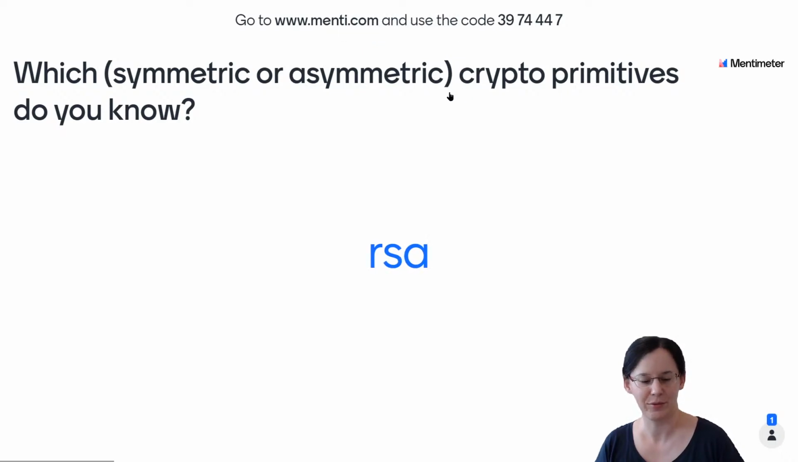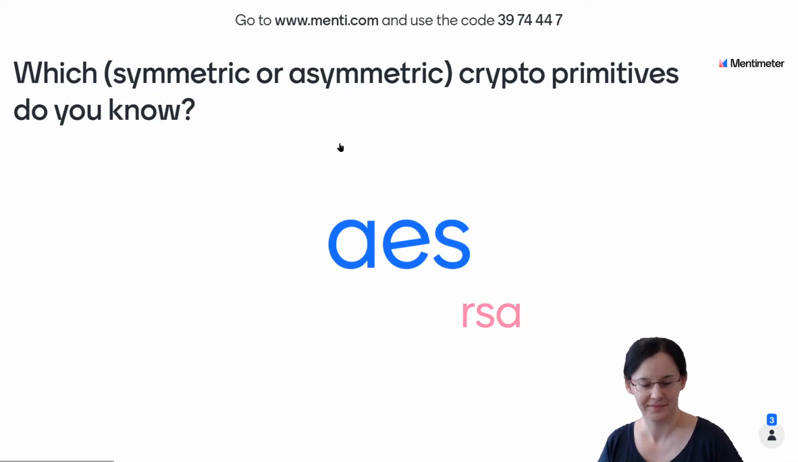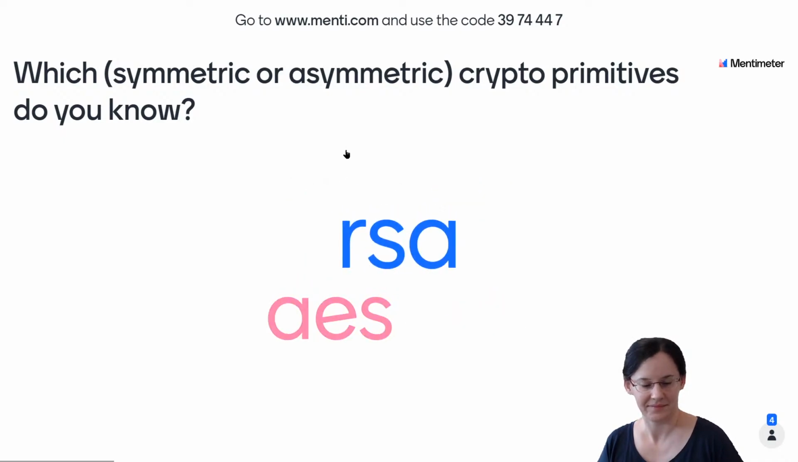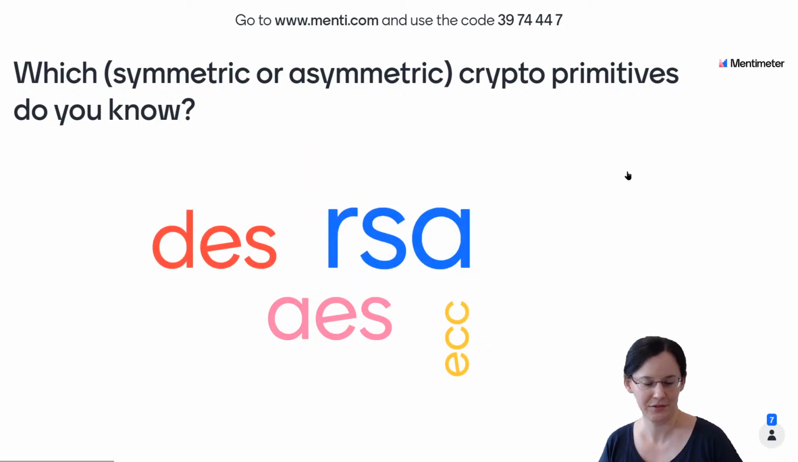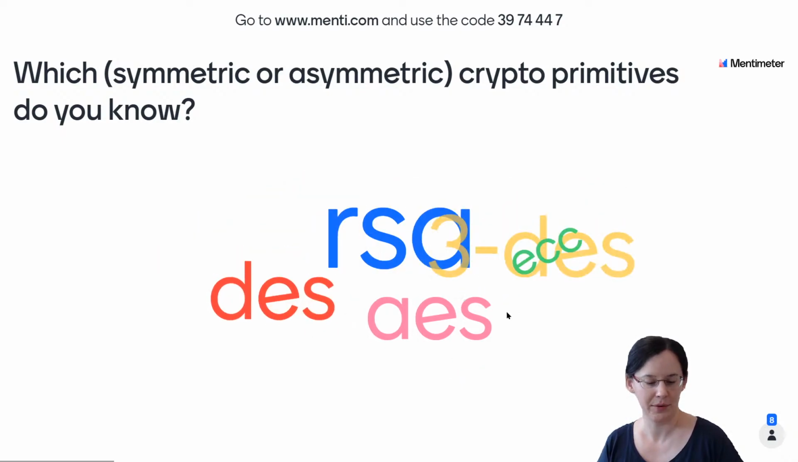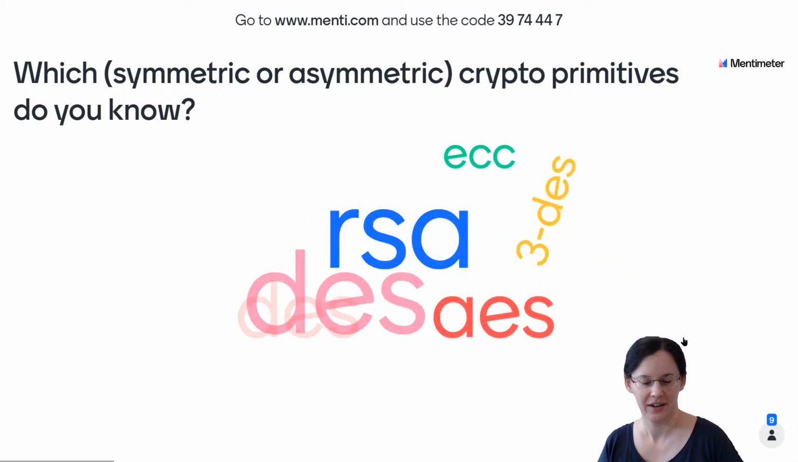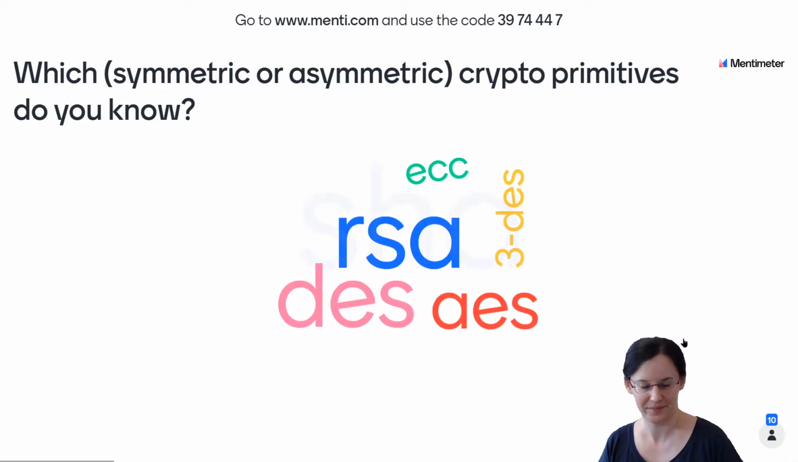Okay, there we already have one. RSA, an asymmetric primitive. That's right. That's another symmetric primitive. ECC, elliptic curves. We will hear more about that later in the lecture. Triple DES, yes, that's another block cipher.